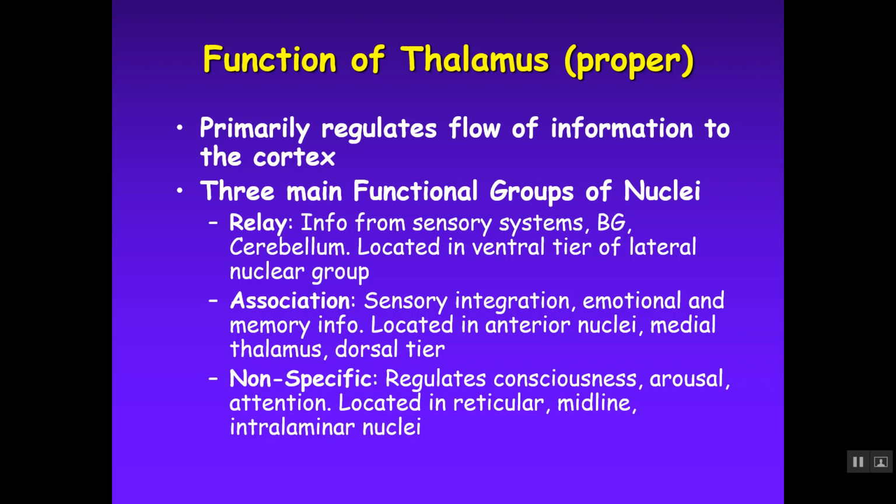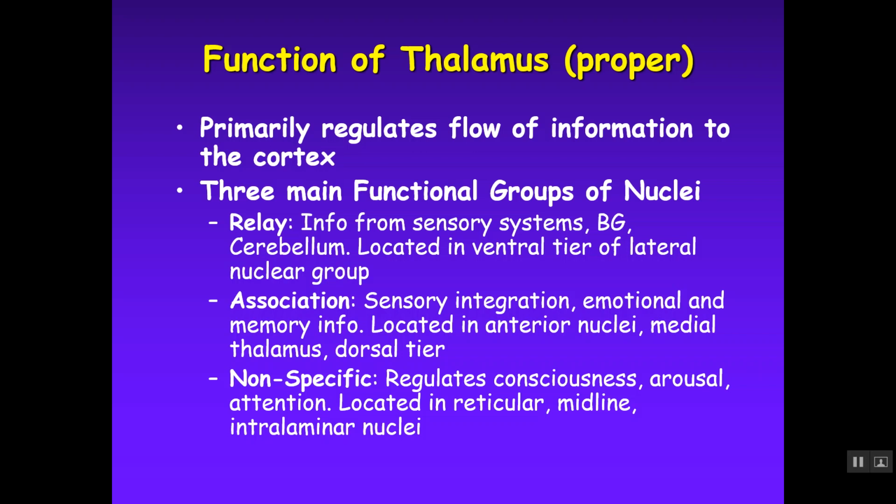So that's why we see those VPM, VPL, VA, VL. Those are all ventral, ventral, ventral, ventral. It's that ventral tier in the lateral nuclear group that these tend to be located in. Then we have association nuclei, which are more for sensory integration. A lot of sensory information is going into the thalamus, and it does a little bit of processing. It does quite a bit of integration right at the thalamus.